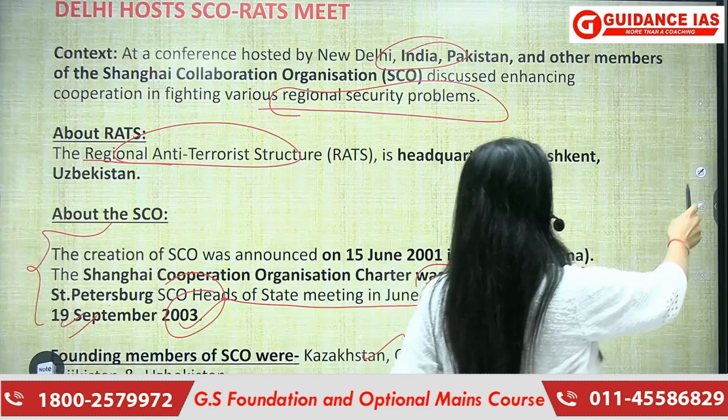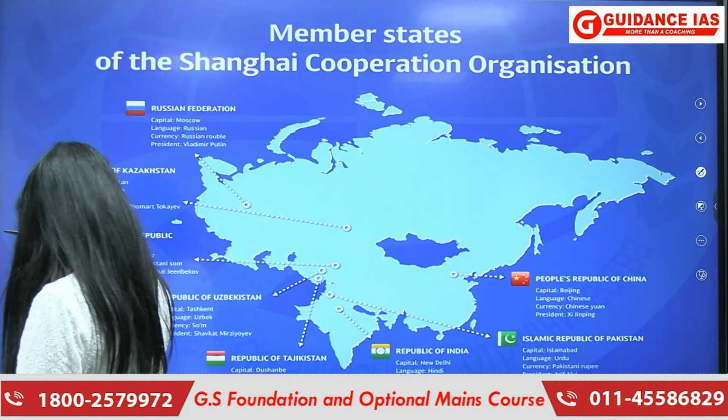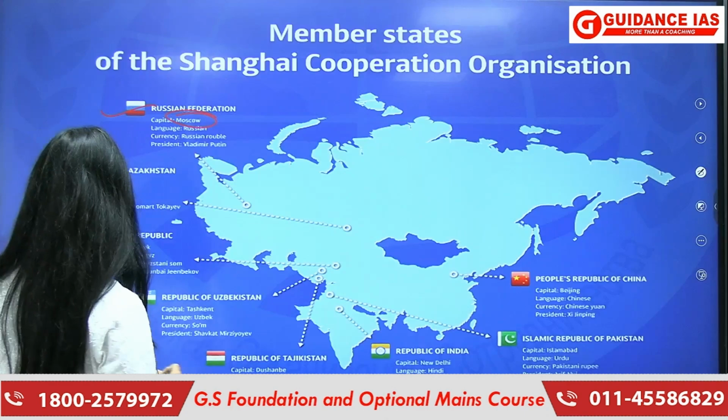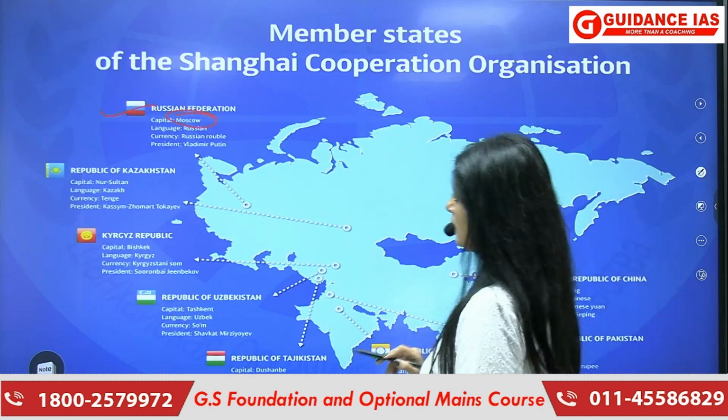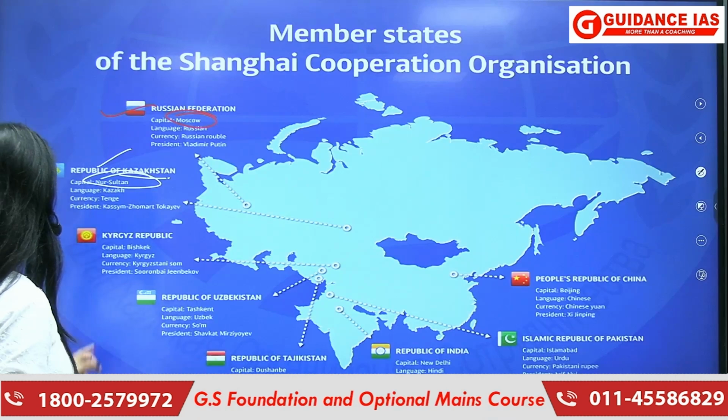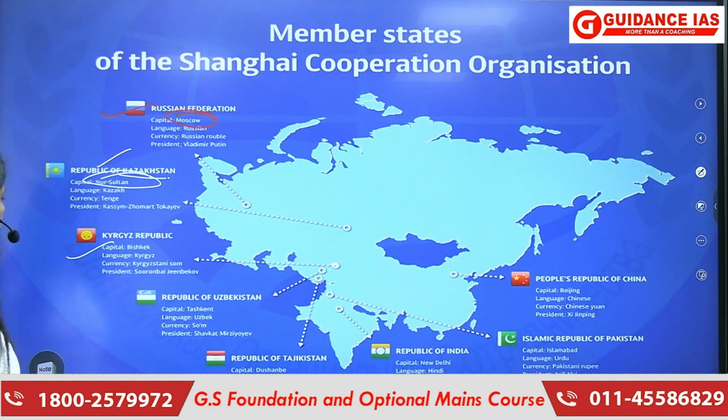Just see this map. Here it is about the member countries, all the member countries. The first you will see here is the Russian Federation. The capital of this is Moscow, as we know. Okay, let me just change the pen. Next is the Republic of Kazakhstan, the capital is Nur Sultan. Okay, Kyrgyzstan, again here you will see Kyrgyzstan, the capital is Bishkek.